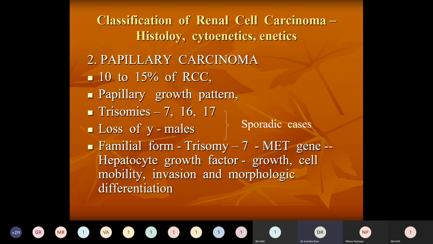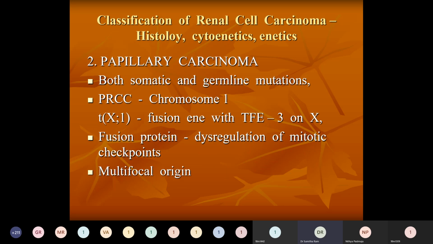As the name indicates, it shows the papillary growth pattern, and it is seen in individuals who present with trisomy 7, 16 and 17 and loss of Y chromosome in males, and these are sporadic cases. Familial forms include trisomy 7, where there is involvement of the MET gene, which involves the hepatocyte growth factor, which is responsible for growth, cell motility, invasion and morphologic differentiation. Now, in papillary carcinoma, there are both somatic and germline mutations.